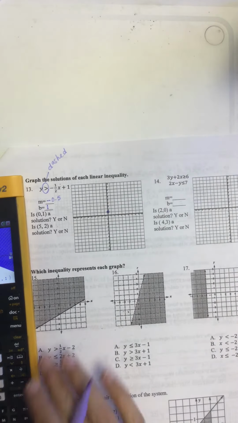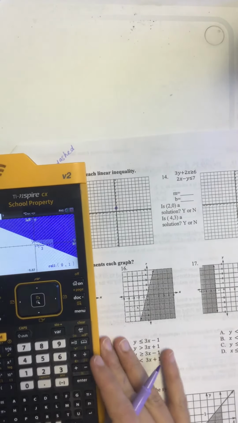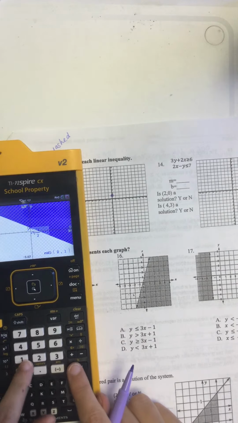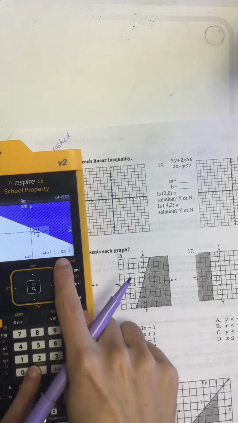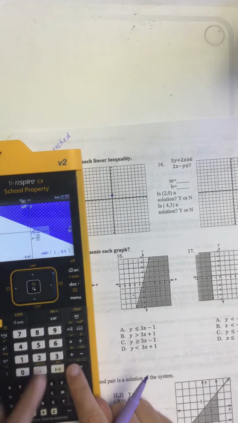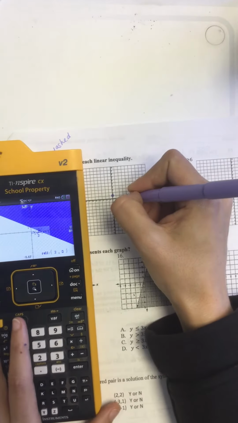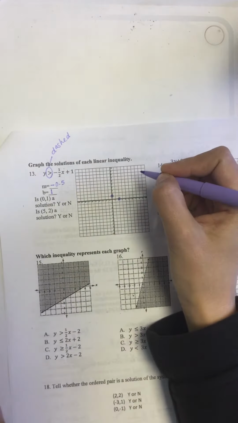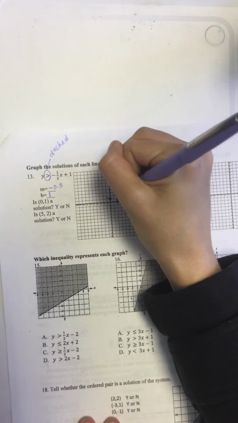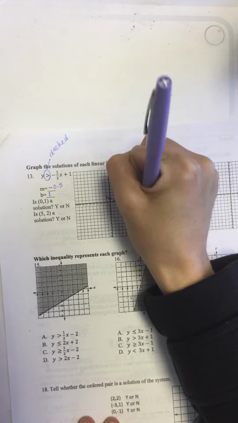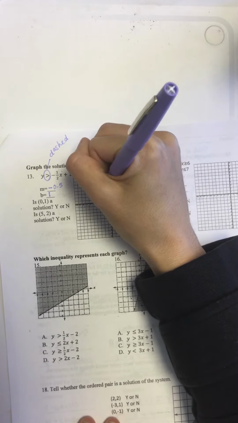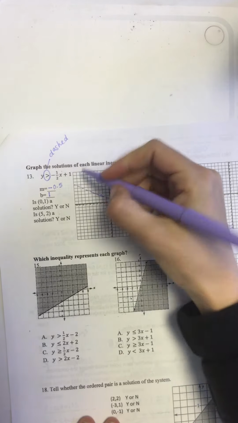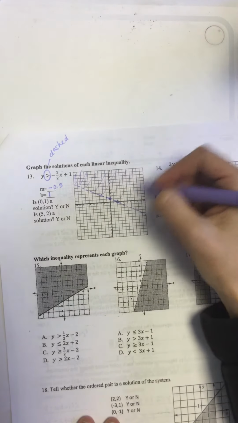To find another point, oh, sorry, you couldn't see that. To find another point, we need to hit another number, like 1. 1 gives us a decimal, so we have to find another number like 2. 2, 0, that's a good point. And once we have 2 points, we're going to draw a dashed line through them. And I'm going to shade above the dashed line.